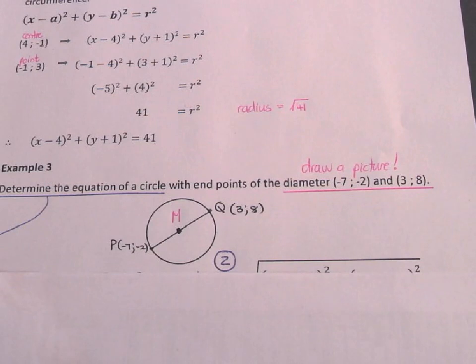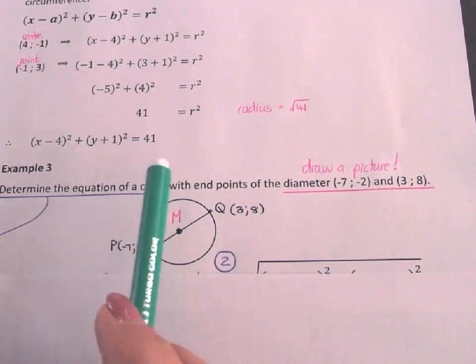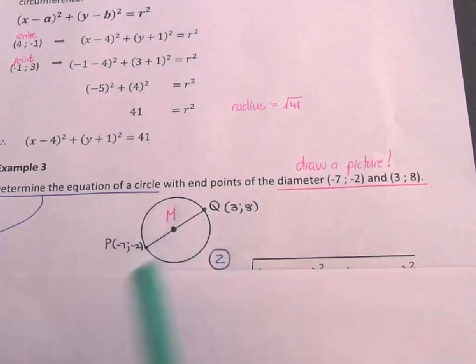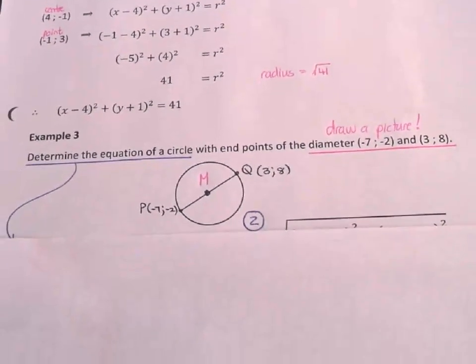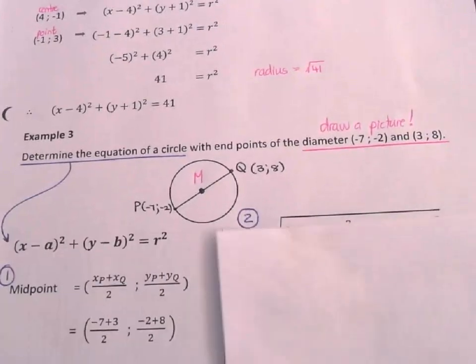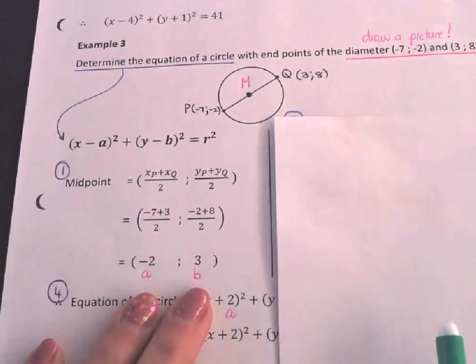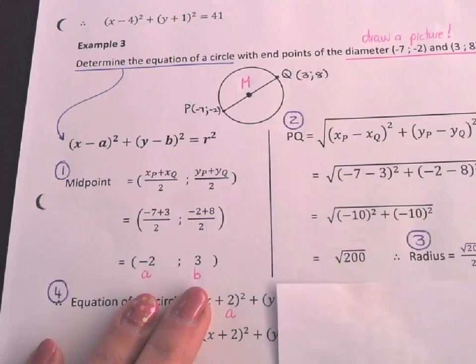What do you need in order to get the equation of a circle? You need two things. What are they? Yes, radius and center. Can I get the center of the circle? No. Yes, you can. How? With midpoint. And can I get the radius? Yes. Distance formula. Okay. So first get the midpoint. That will be my A and B. And then you use the distance formula to get your radius.